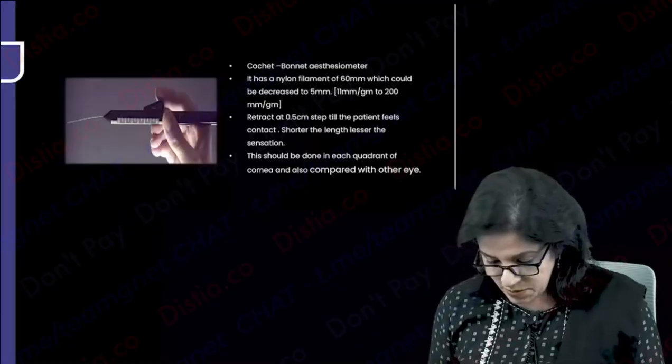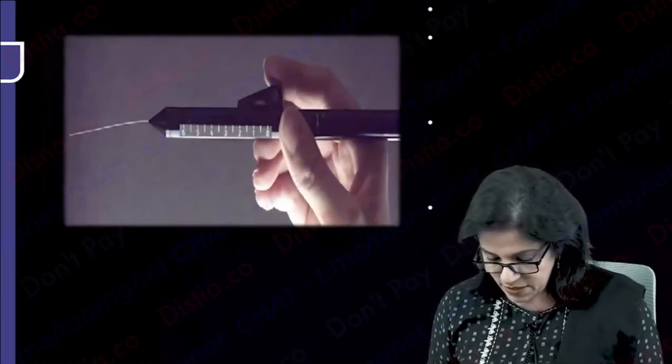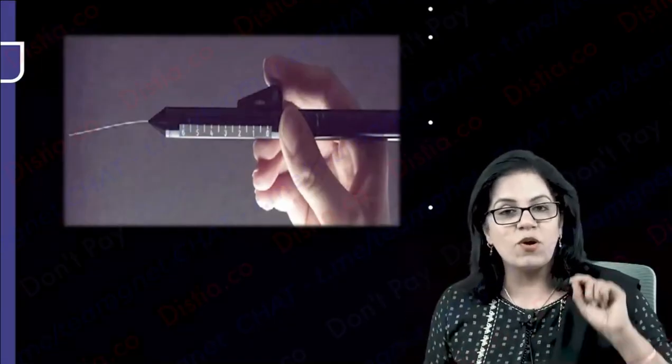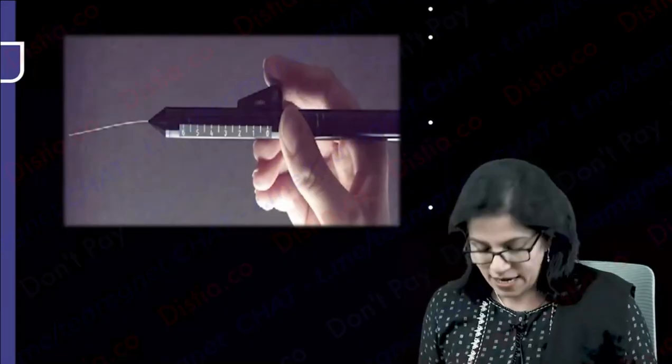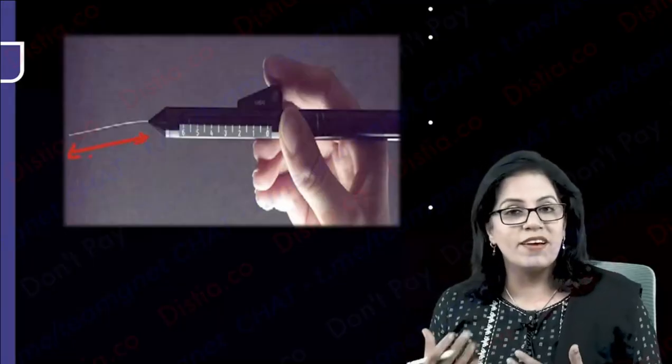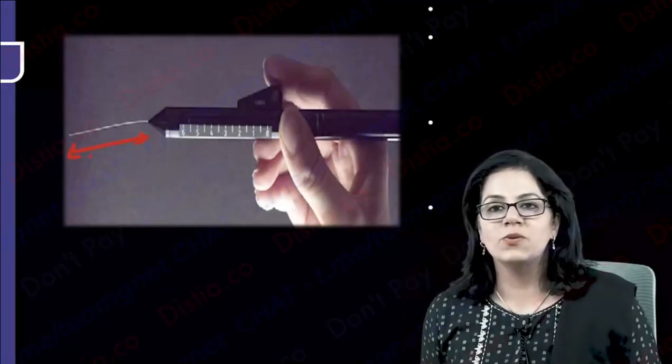And this is the aesthesiometer we are talking about. Can you see the filament here? So keep decreasing the length and keep touching and assessing at what length the patient responds. At what length of this filament the patient responds. So you can actually quantify the corneal sensation through this instrument.